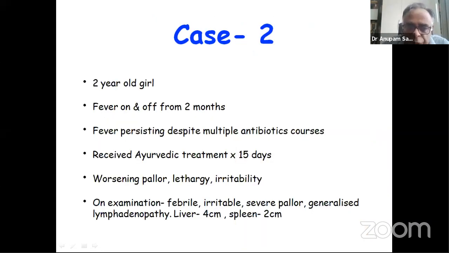Okay, a 2-year-old girl, fever off and on for 2 months duration, fever persisting despite multiple antibiotic courses, received Ayurvedic treatment for 15 days, had worsening pallor, lethargy, irritability. On examination was febrile, irritable, with severe pallor, generalized lymphadenopathy, liver was 4 centimeters, spleen was 2 centimeters.